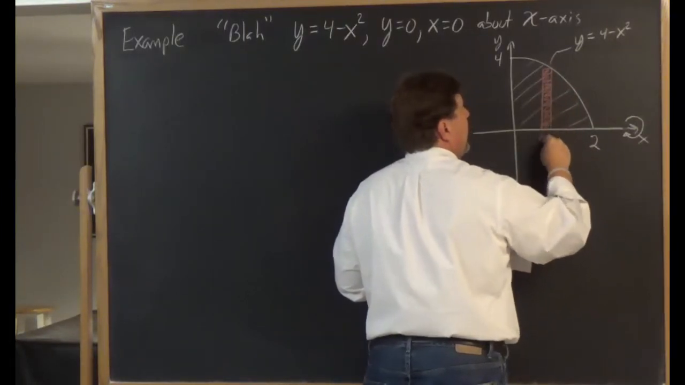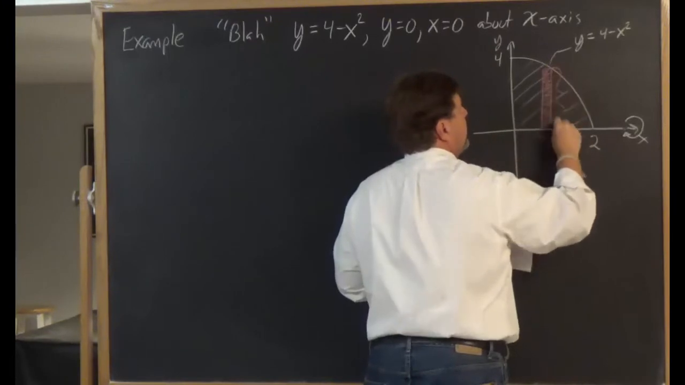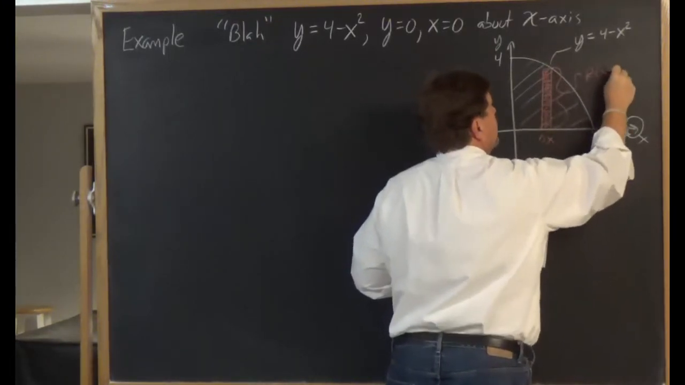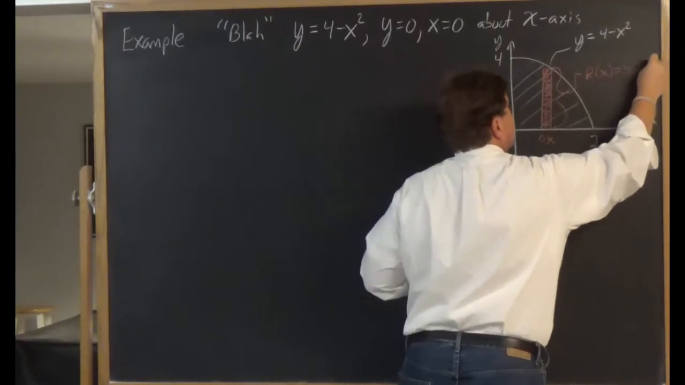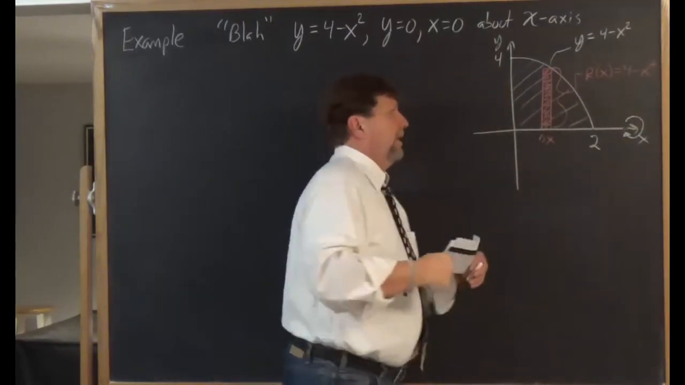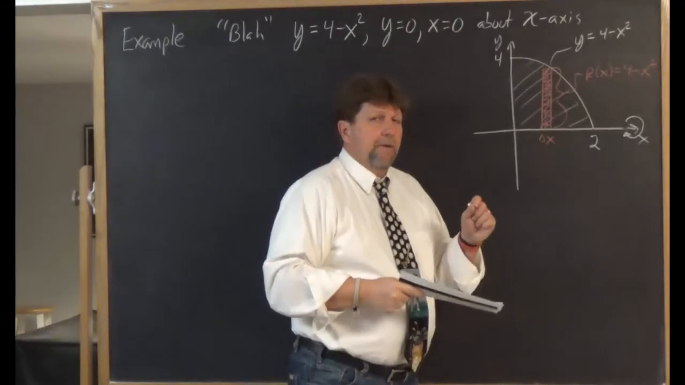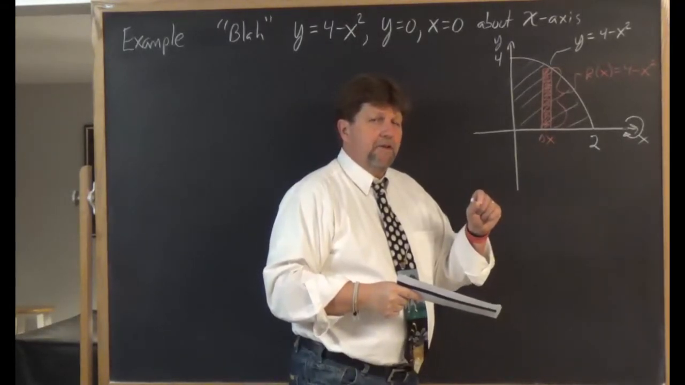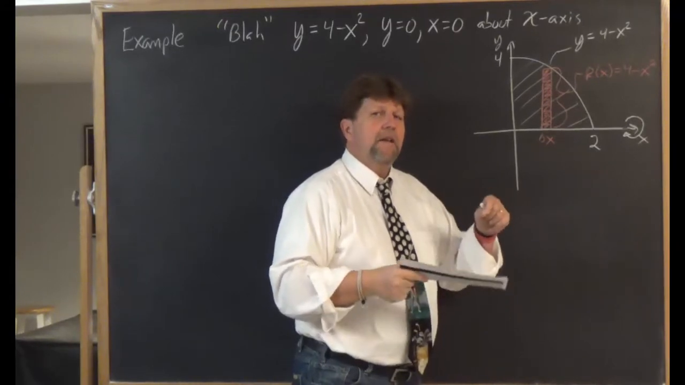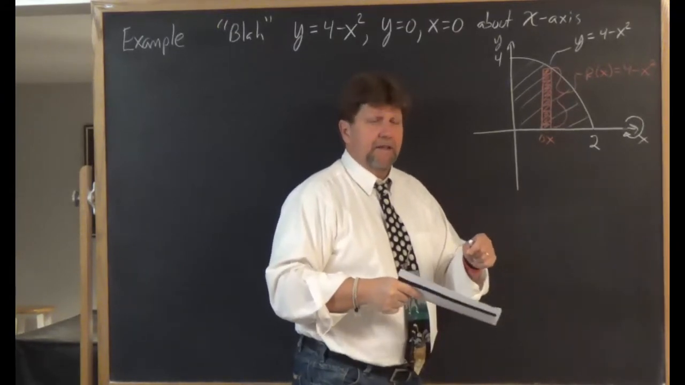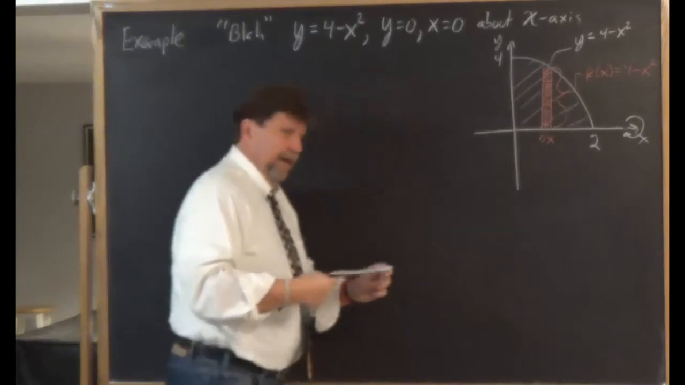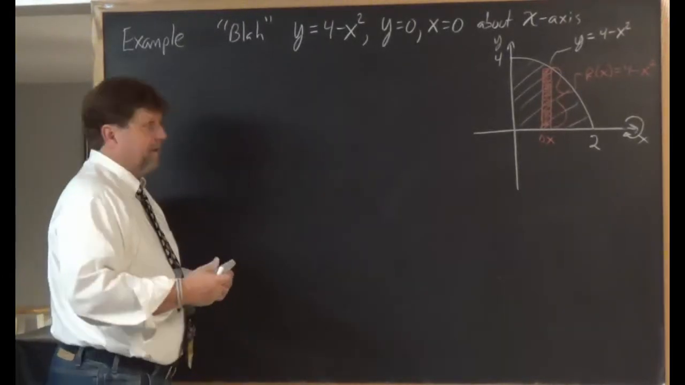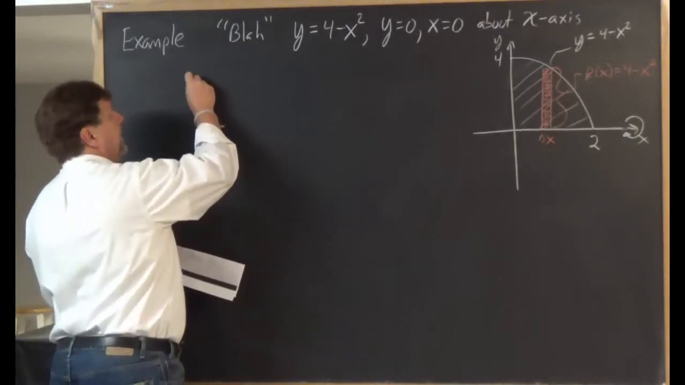Base is delta x. The height, which gives me r of x, is 4 minus x squared. I notice that my representative rectangle is perpendicular to the axis of revolution, and it's touching or resting on the axis of revolution. That's going to tell me in the long run to use the disk method. So here we go with the disk method.